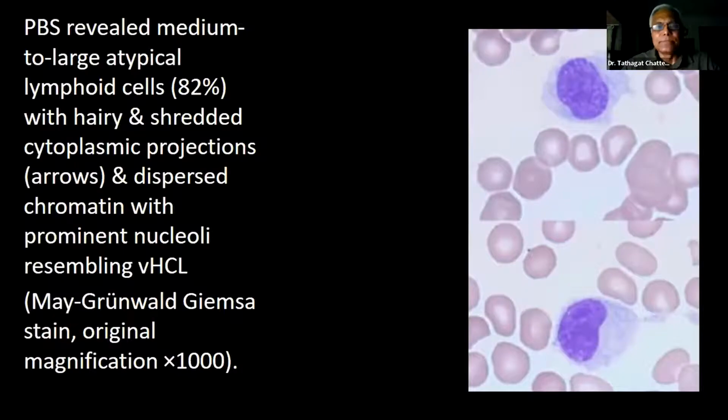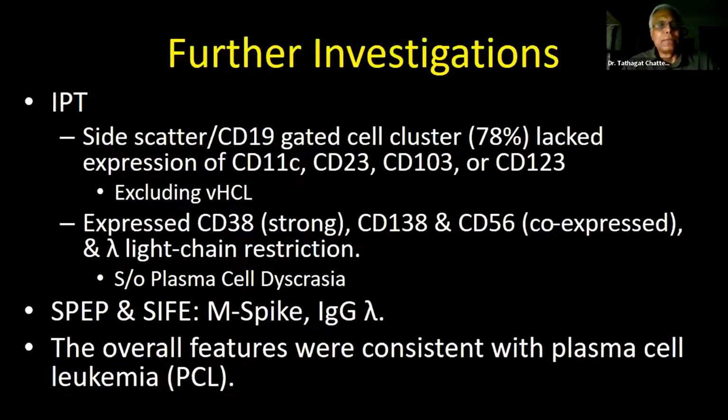What is this cell? We did an immunophenotype; the side scatter CD19 gated cell cluster lacked expression of CD11C, CD23, CD103, and CD123. So variant hairy cell was also excluded. It expressed strong CD38, strong CD138, strong CD56 with co-expression, and lambda light chain restriction. So it was a plasma cell dyscrasia mimicking hairy cell leukemia. The SPEP and the SIFE showed an M spike with IgG lambda. The overall features were consistent with plasma cell leukemia.